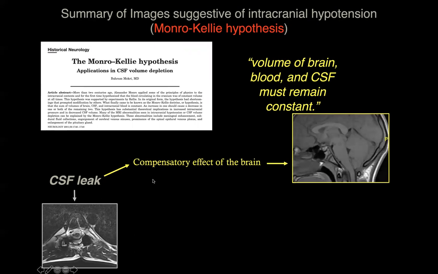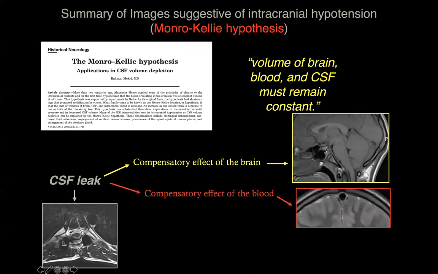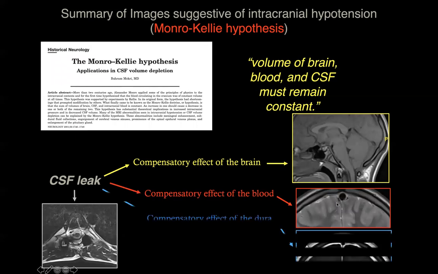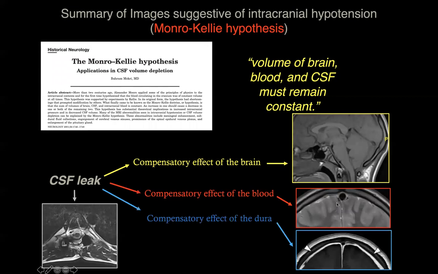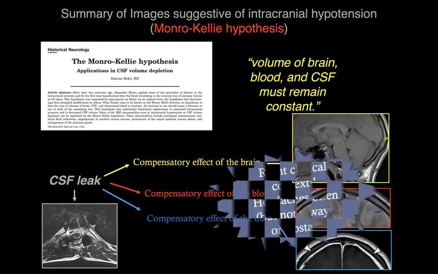Well, we have the compensatory effect of the brain. So we have this crowding of the posterior fossa structures and of the pituitary gland. Compensatory effect of the blood: the volume of the blood increases, so you have enlargement of the sinuses. And also, if you give contrast, you will see compensatory effect of the dura. And in the advanced cases, the subdural fluid. So basically what you have is an explanation of this constellation of findings that I showed you before. That is very, very important.